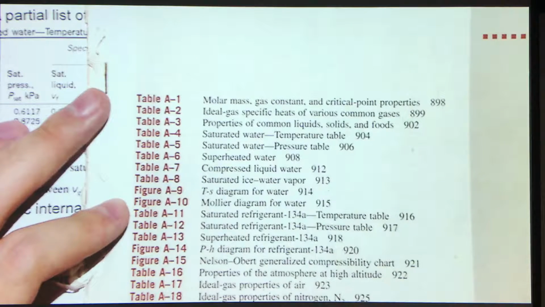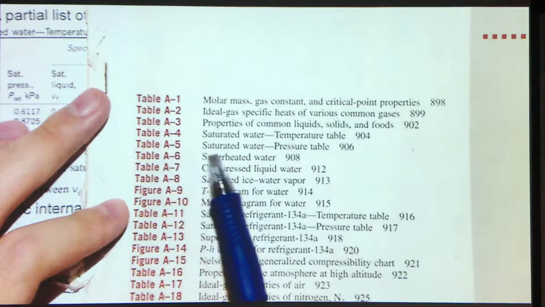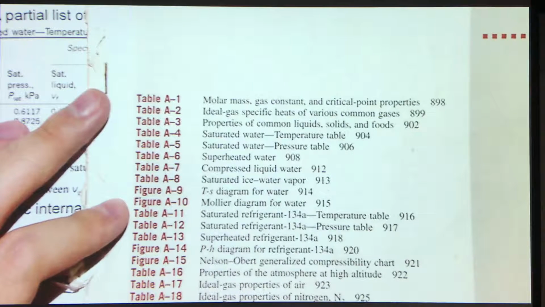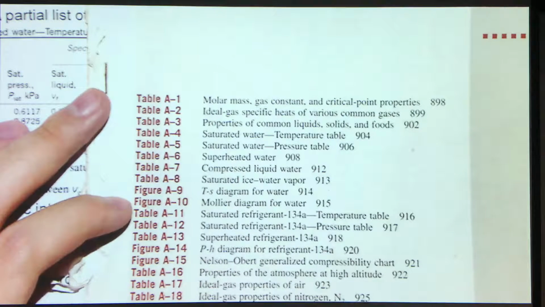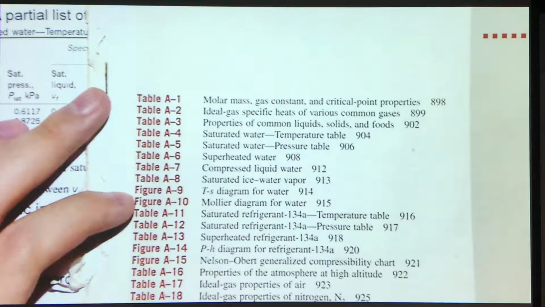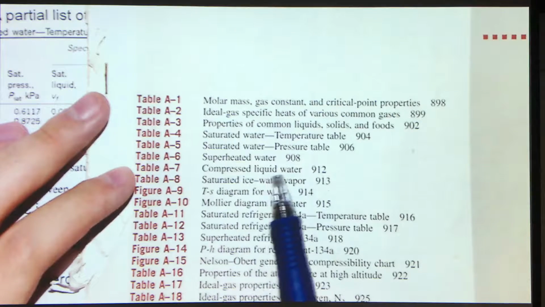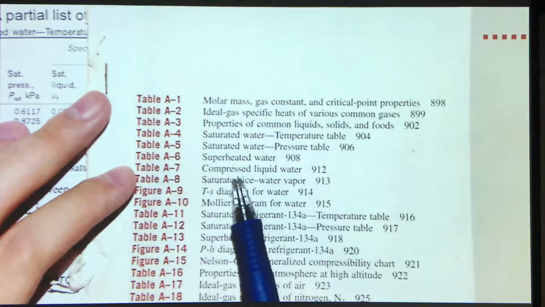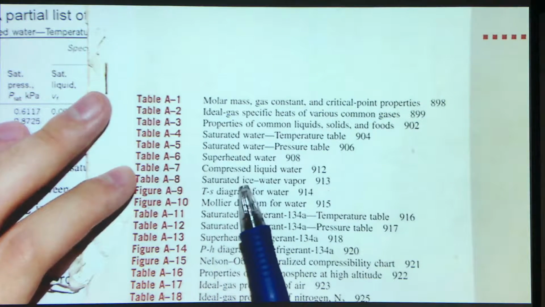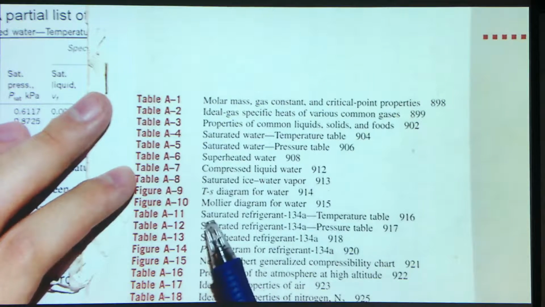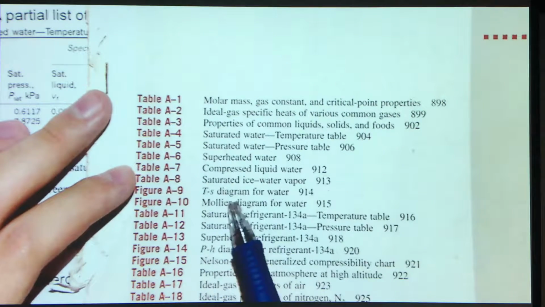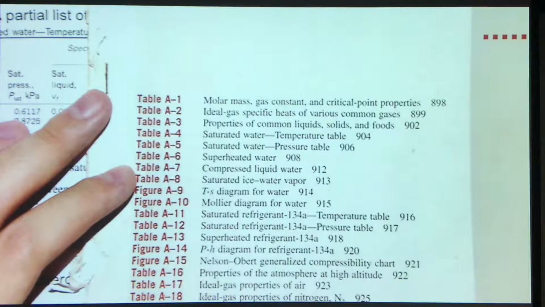Table A6 is for superheated water. That means it is in a vapor state that is not about to condense. We can get the property here. And table A7 is for compressed liquid water. But actually, for compressed liquid, it is very difficult to obtain a property table because almost all of the properties will have the same value. So I will talk about how to treat the properties or find the properties of compressed liquid.